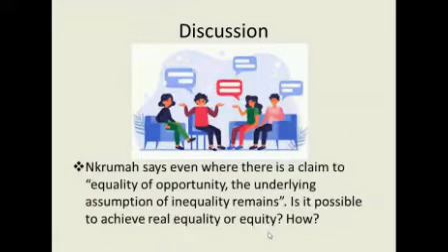So for the first question, I will throw open: Nkrumah says, even when there is a claim to equality of opportunity, the underlying assumption of inequality remains. Is it possible, actually, to achieve real equality or equity, and how? So anyone can please feel free to come in.